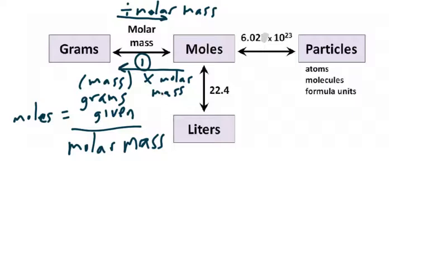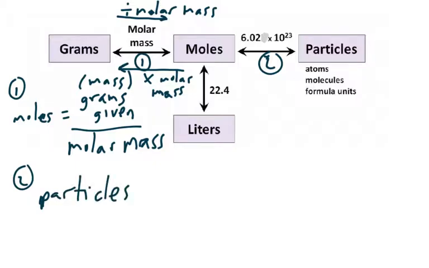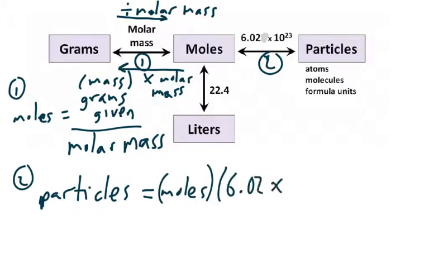Now, another formula that we have is if we're going, let's say, from moles to particles. We'll call it formula number 2. Particles can be found by multiplying moles by a constant known as Avogadro's number, which is 6.02 times 10 to the 23rd. This number is known as Avogadro's number. I'll write that down here.